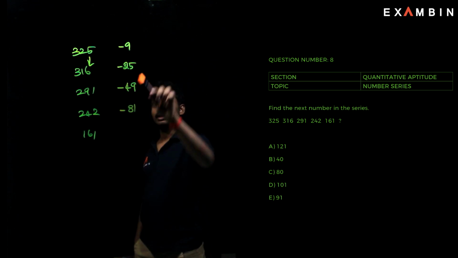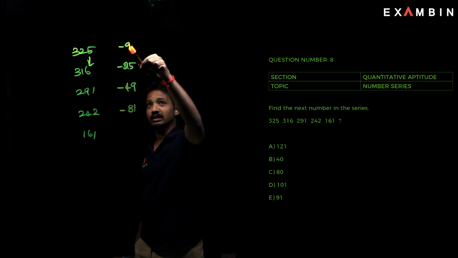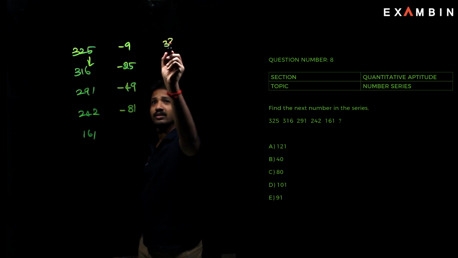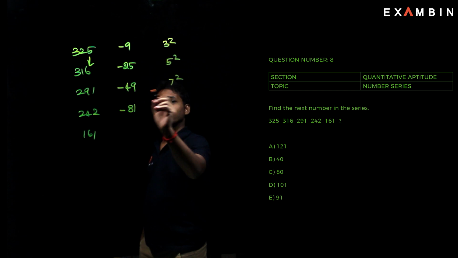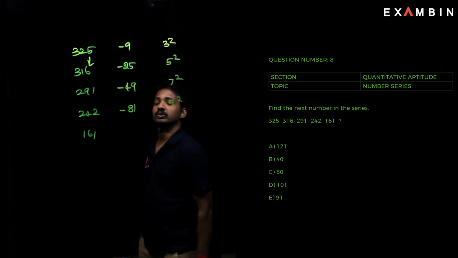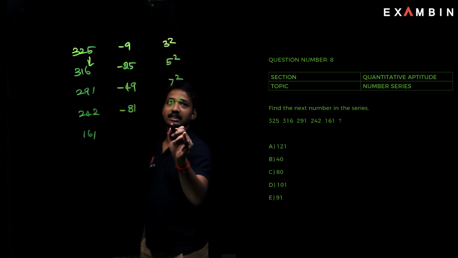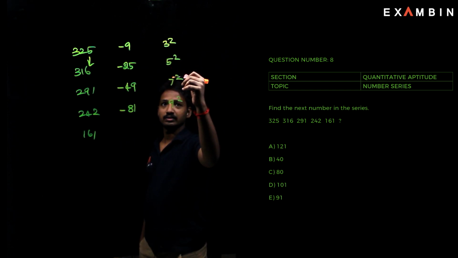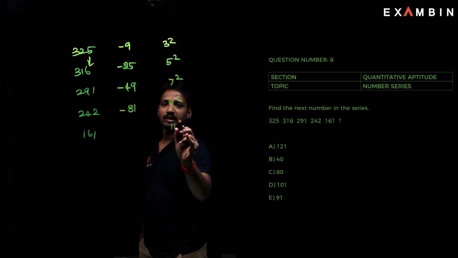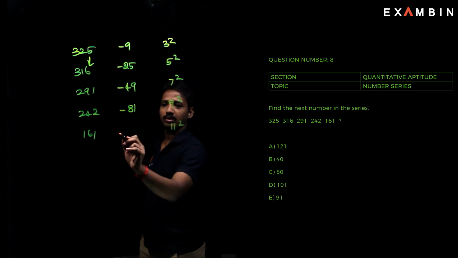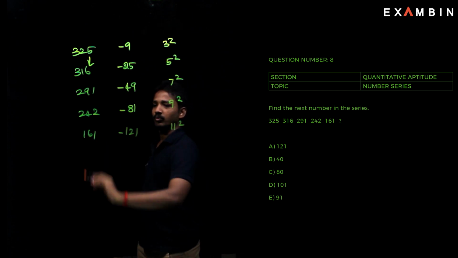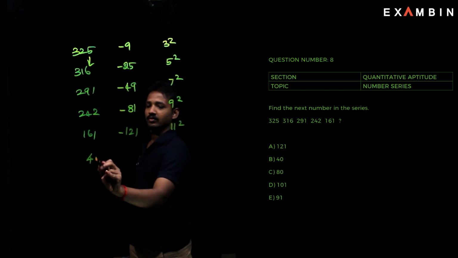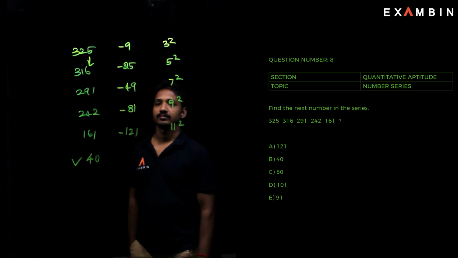So we need to find the relation between these things. 9 is nothing but 3 squared, 25 is 5 squared, 49 is 7 squared, and 81 is 9 squared. So the next value would obviously be 11 squared. 11 squared is 121. So reducing 121 from 161 is 40. 40 would be the right answer.